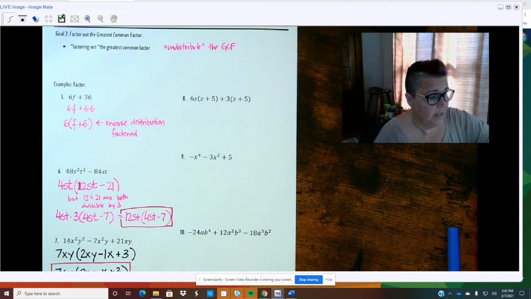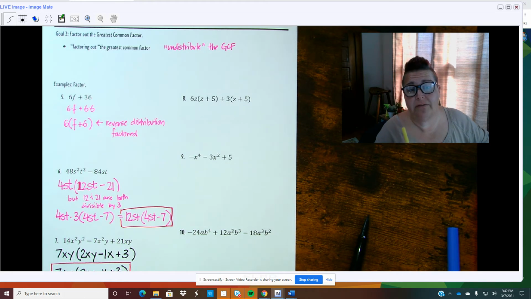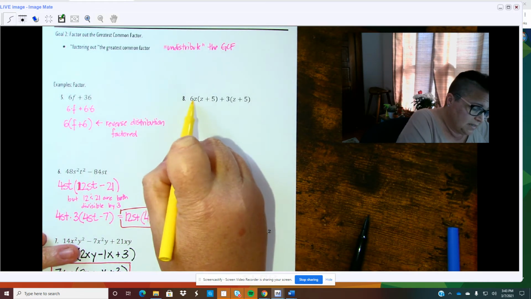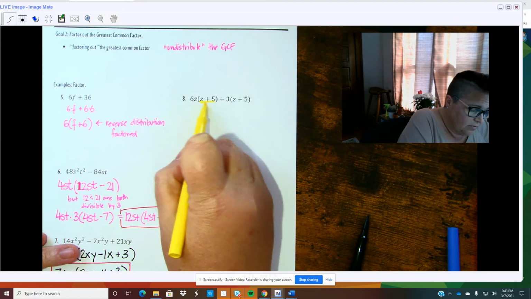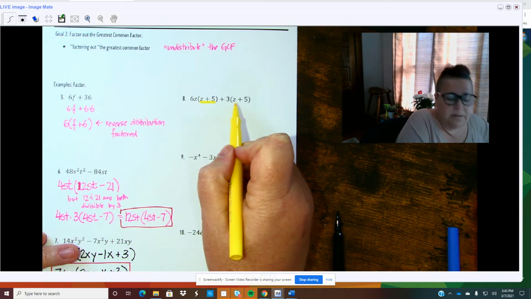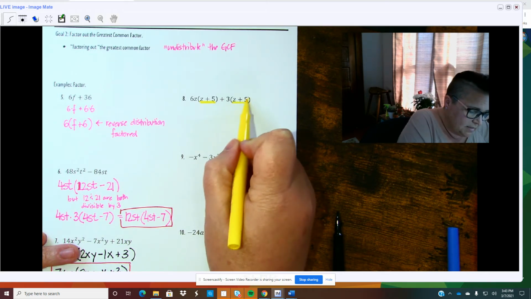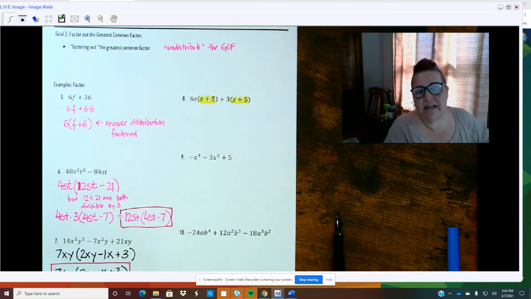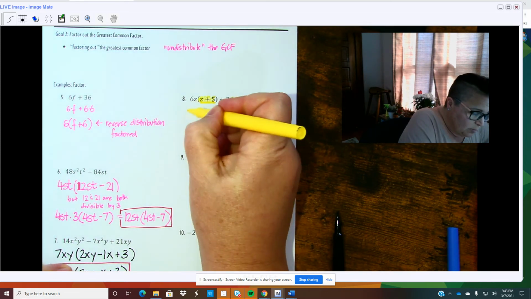And here's why. You may not have noticed, but I'm going to go back to this lovely lemon yellow that I left the other day, and I'm going to pick it up again. Because if you see, here you have 6 times z plus 5, and here you have 3 times z plus 5. Do you notice that this z plus 5 is exactly the same factor in both of them? Those parentheses are exactly the same thing in both. So I am going to pull that out front.